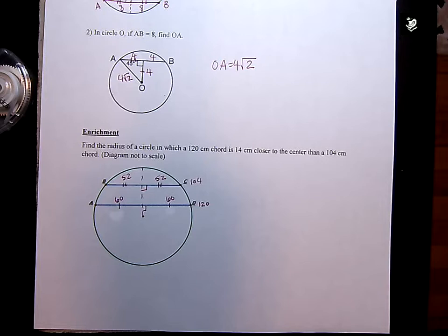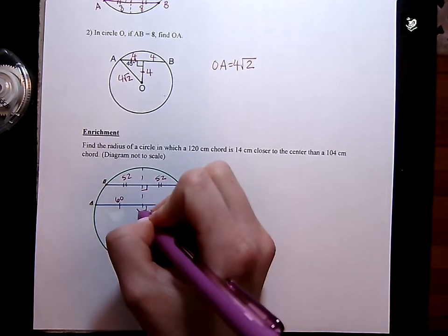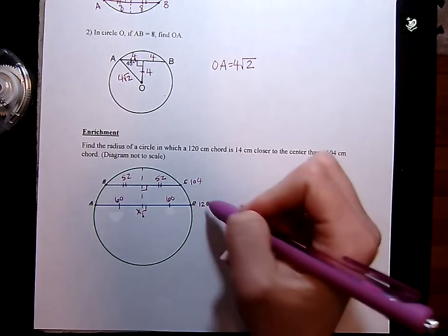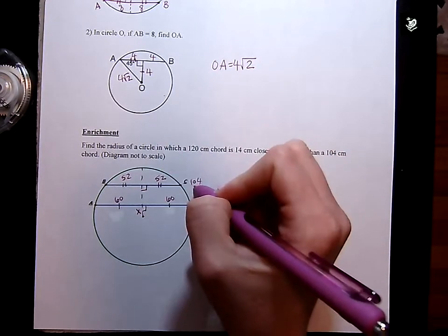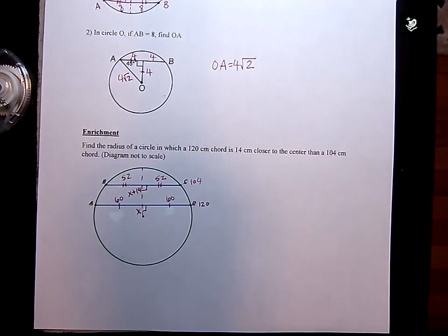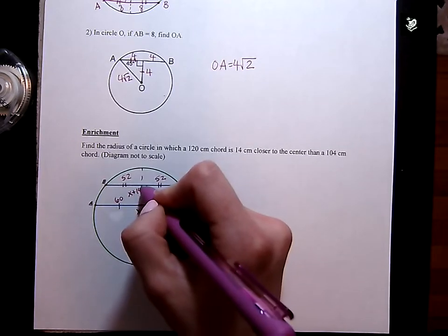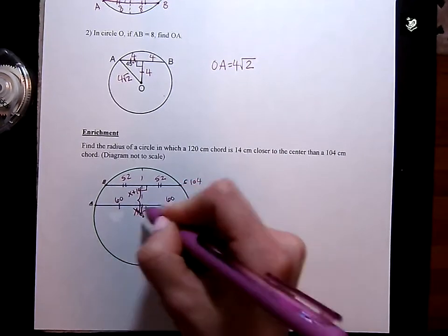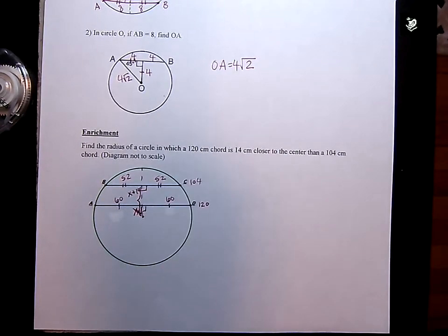So now I have to use the part where it says that the 120-meter chord is 14 centimeters closer to the center. So that means I could actually label, this is a distance of x, and since this is 14 centimeters closer, this one must be 14 centimeters further away. So I can label this one x plus 14. And that's referring to this whole thing right here. So this piece is just x. This whole thing is x plus 14.